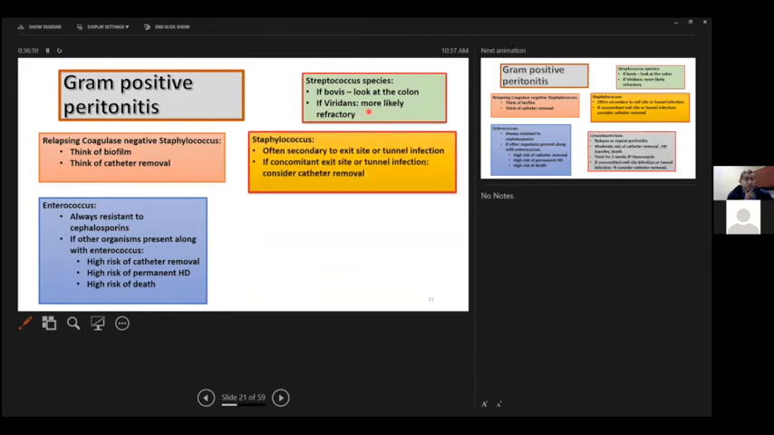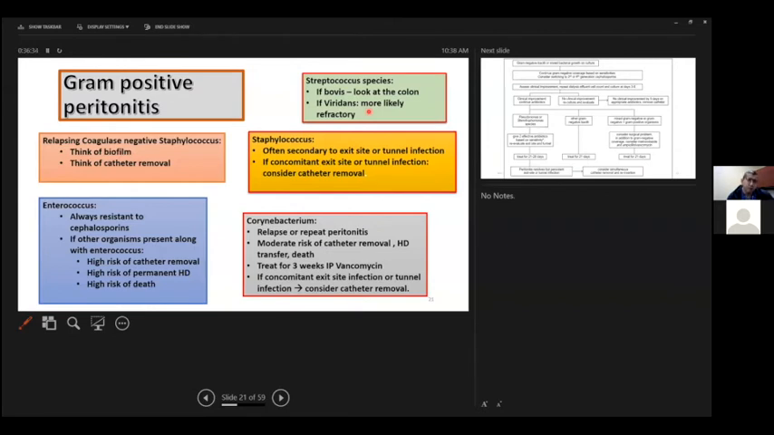What if it is staph? Staph is one thing that we always say, okay, there is a staph there. The staph is often from an exit site or tunnel infection, and always look for the exit site or tunnel. Never ever disregard that, okay? If you get a staph in the peritoneum, always look at the exit site. Sometimes people may treat the nose as well, in which they put mupirocin in the nasal cavity.